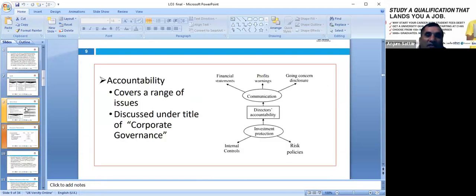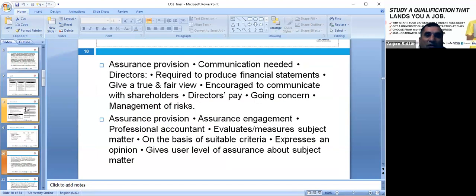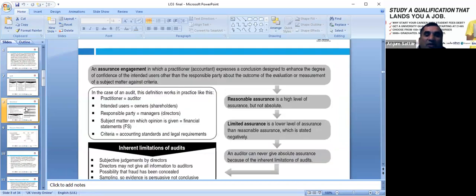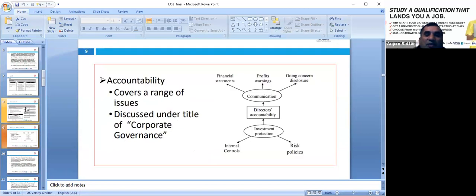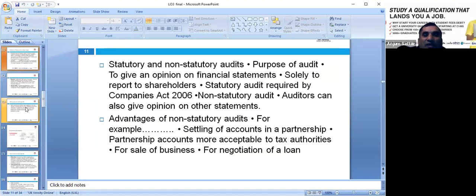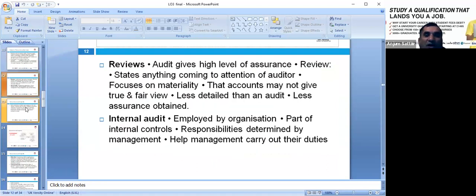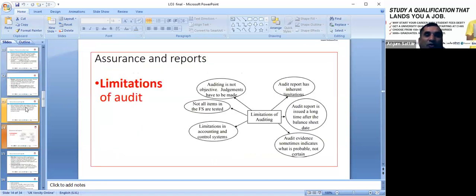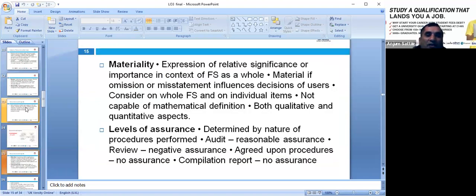We said auditors cover a range of issues, discussed under corporate governance. We can look at the overall governance of the company. The company is a going concern: the business will carry on as normal for an unforeseen period of time. That's the going concern. Material misstatement, secretary audit, which is required by law. We can look at assurance reports and the limitations of the reports. Those we can highlight.